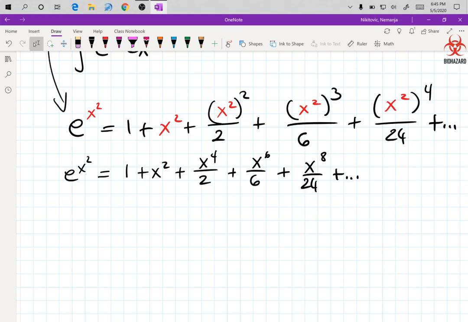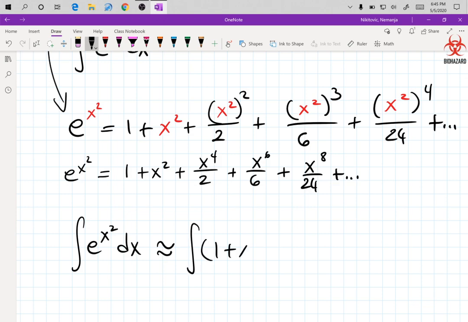We saw how well the power series follows the sine function with 3 terms, right? It went all the way beyond the first quadrant, almost reached pi. That's insane precision, right? For only 3 terms. So my integral of e to the x squared dx is about as good as the integral of 1 plus x squared plus 1/2 x to the 4 dx.